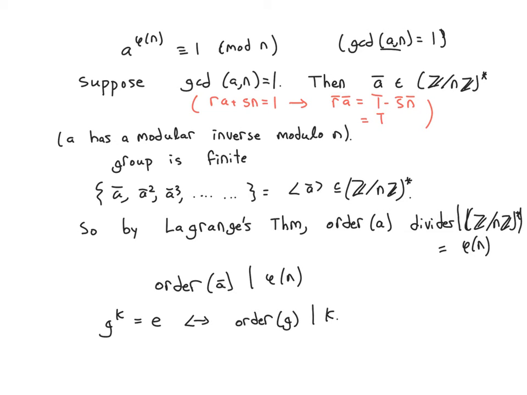In this particular case, what is this saying? It's saying that if I replace k here with this particular number, which you can always do, and I replace g with this particular element in my favorite group, I get a to the phi of n is equal to the identity.